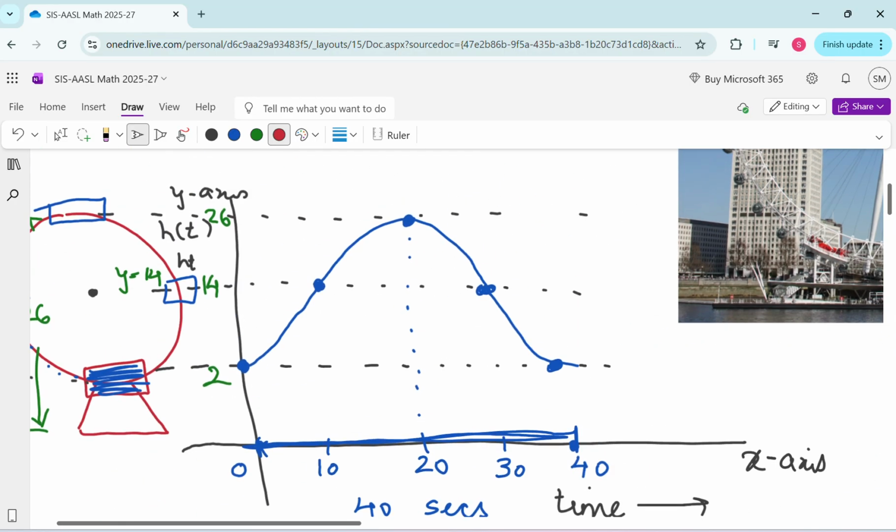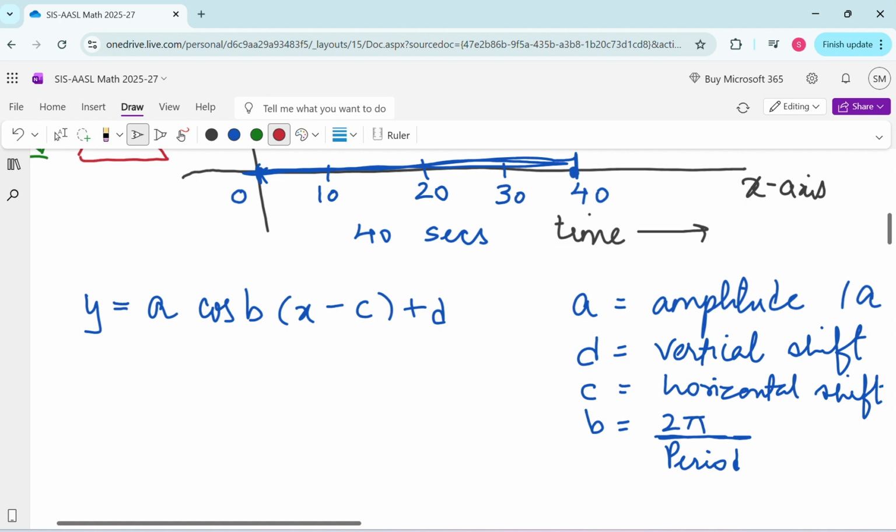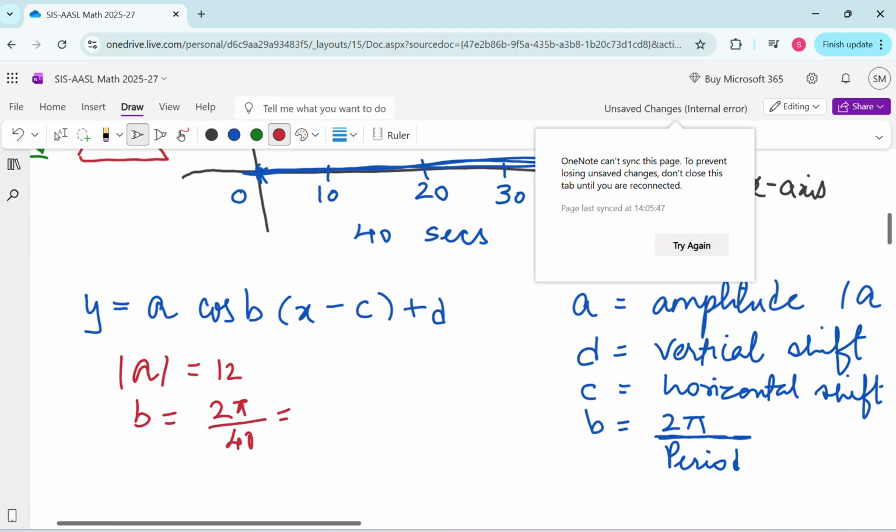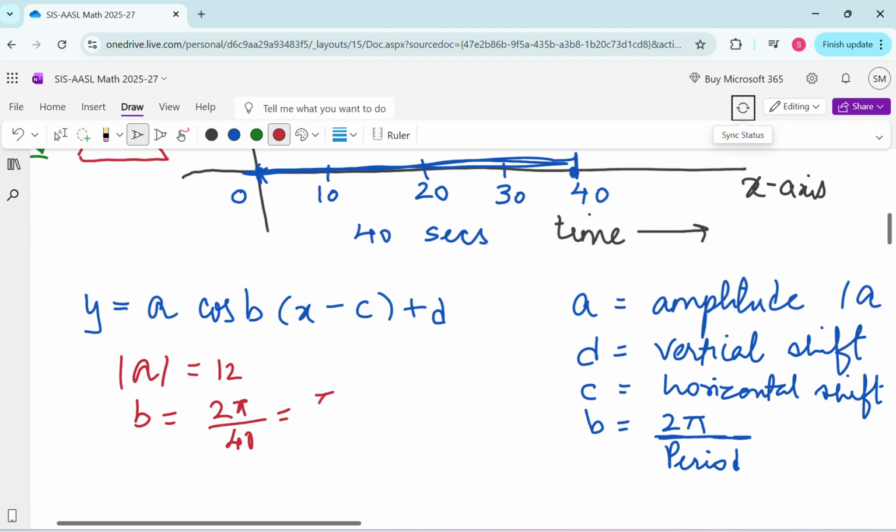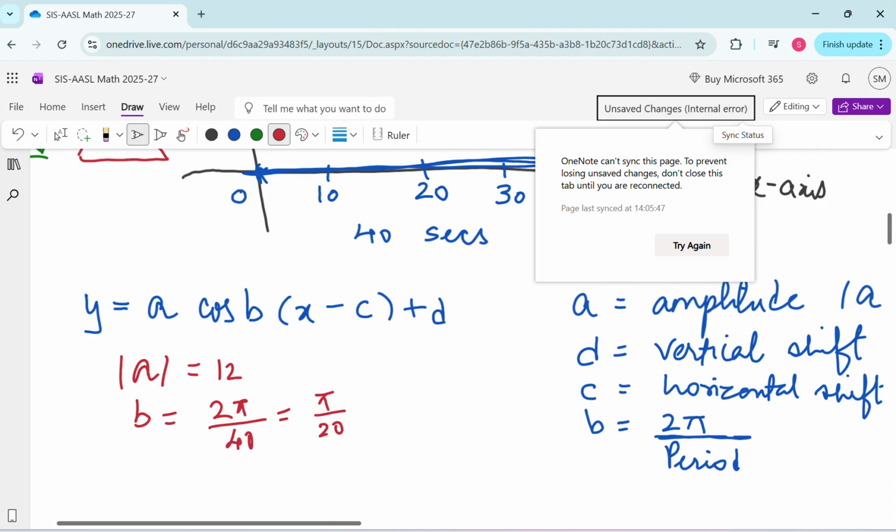So A is the amplitude, or the maximum distance from the principal axis, which is 12. And as it is distance, it's going to be positive always. So your mod A value is 12. I'll find B now. So B will be 2 pi, we just discussed period is 40 seconds, so 2 pi upon 40, which is going to be pi upon 20.